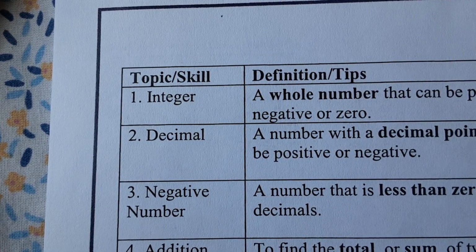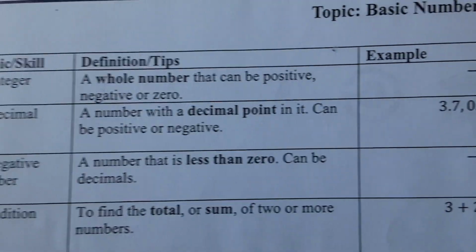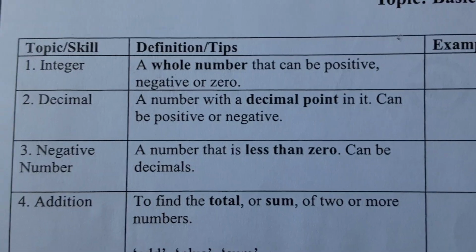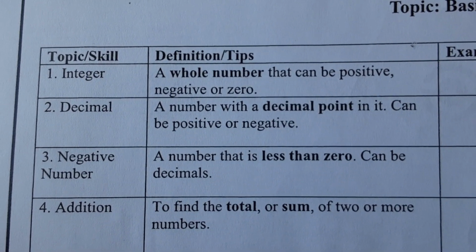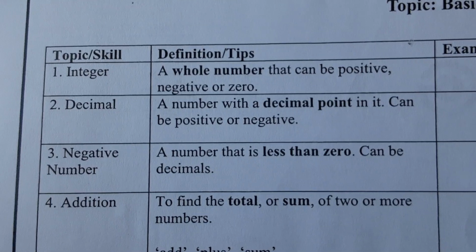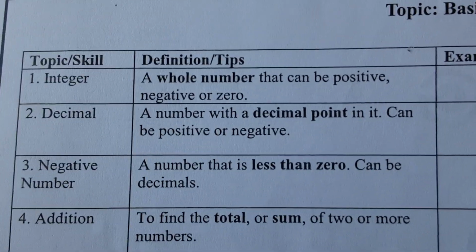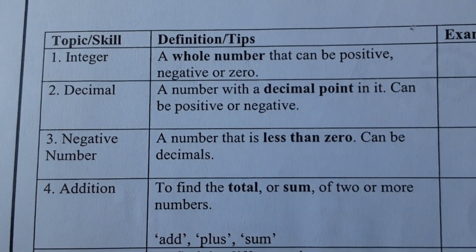So our first topic or skill is going to be integer, okay? The definition of integer is a whole number. It can be a positive or a negative or a zero. So any time a question comes up with the word integer, just know that it means a whole number. It usually mostly comes up for fractions.